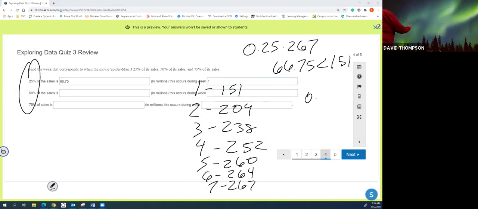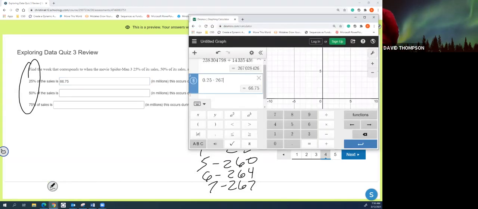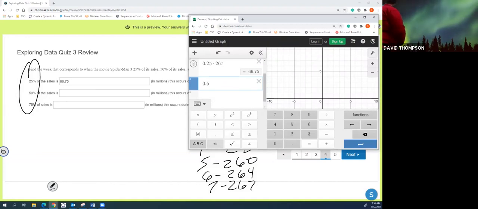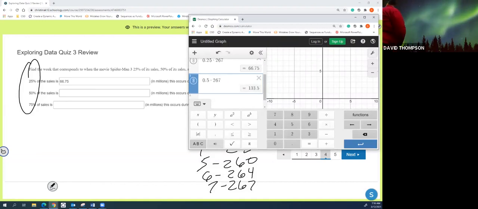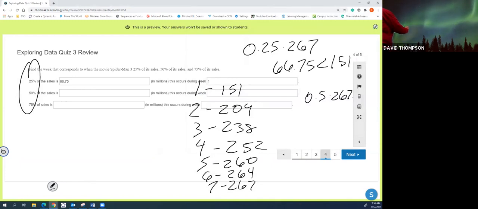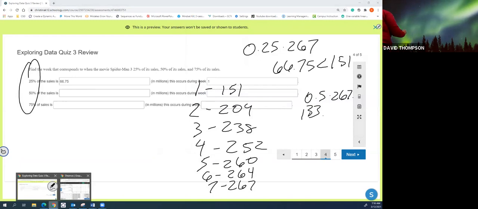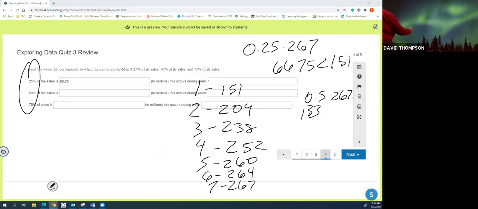Now we do 0.5 times 267. We use Desmos. 0.5 times 267. That's 133.5. And that's still less than the 151 in week 1. So this also happened during week 1.